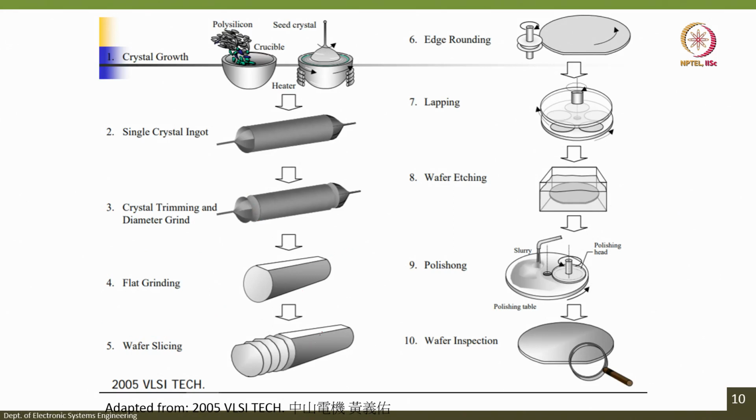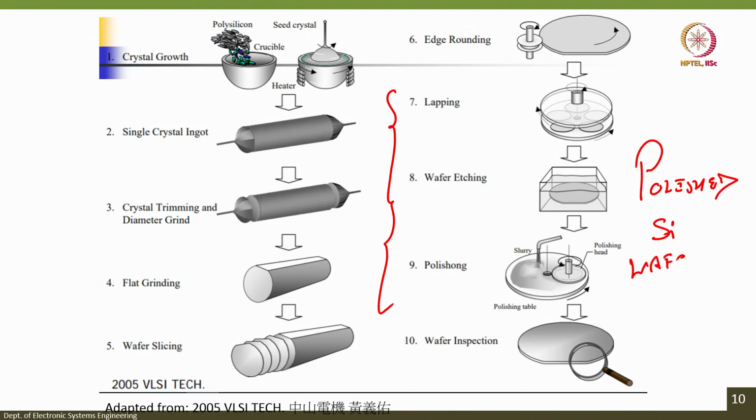And then there is wafer slicing. Now, when we have the wafer, it should be polished. First you go for edge rounding, it should be completely round, as you can see here, and after that you go for lapping, followed by wafer etching, followed by polishing. All this will create a polished silicon wafer. Now, you will ask what a polished silicon wafer is. I will show you the wafer in the next class, how the polished silicon wafer looks versus how the non-polished silicon wafer looks.